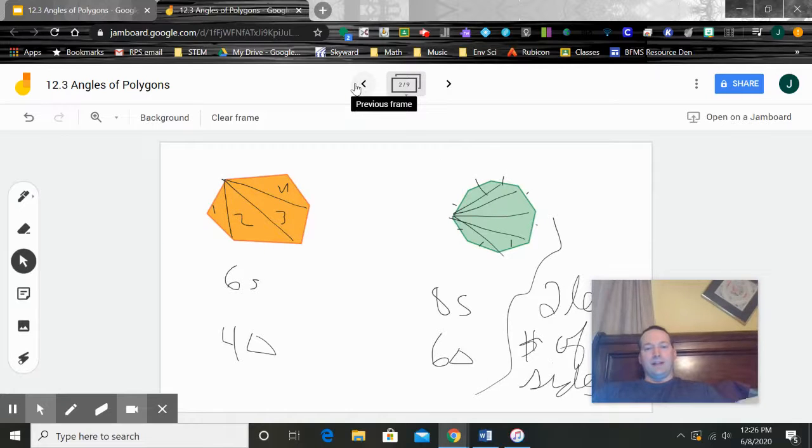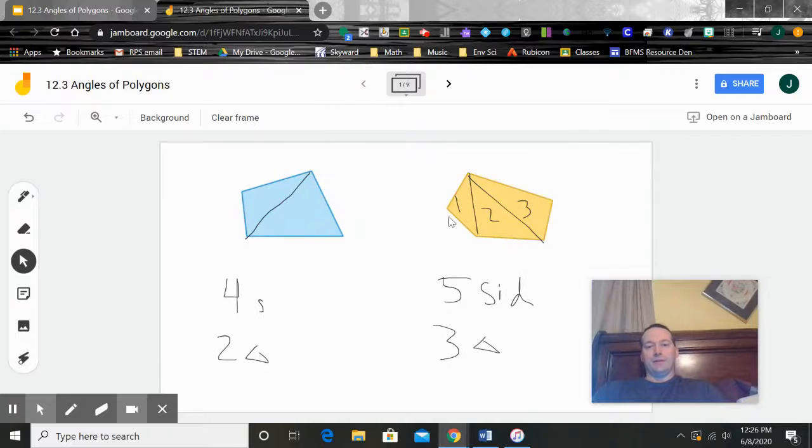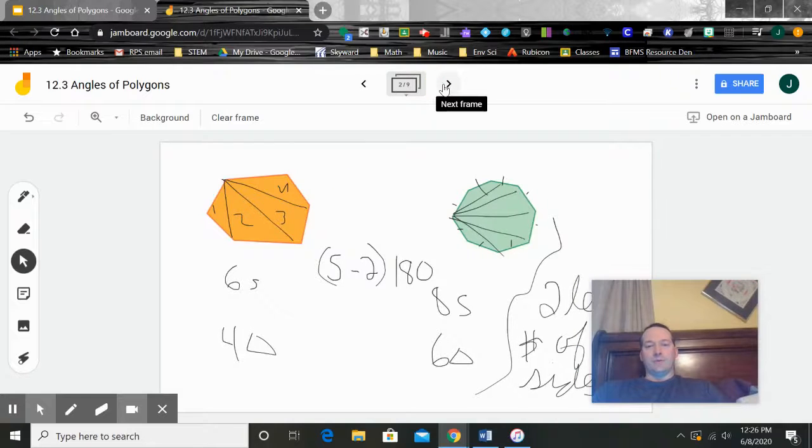So the total number of degrees you're going to get is whatever the number of sides is, you subtract 2, and then you multiply that by 180, because each one of these triangles has 180 degrees in it, doesn't it? So if you take the number of sides and subtract 2, you're going to get the number of triangles you have. And the total sum of those is 180 times that. So (number of sides minus 2) times 180.